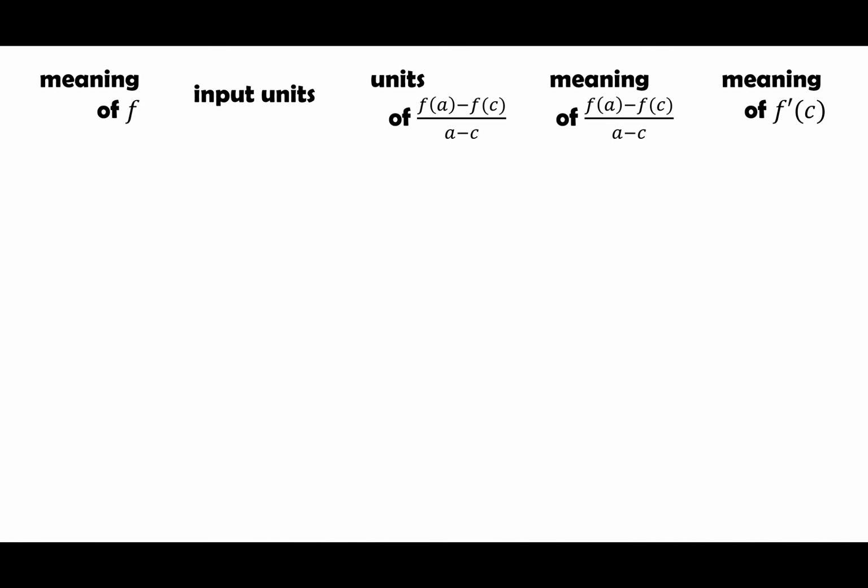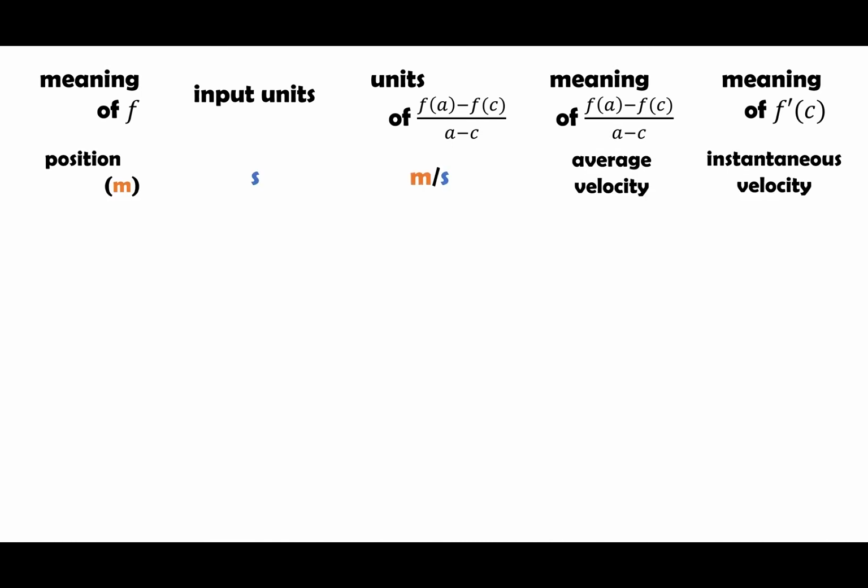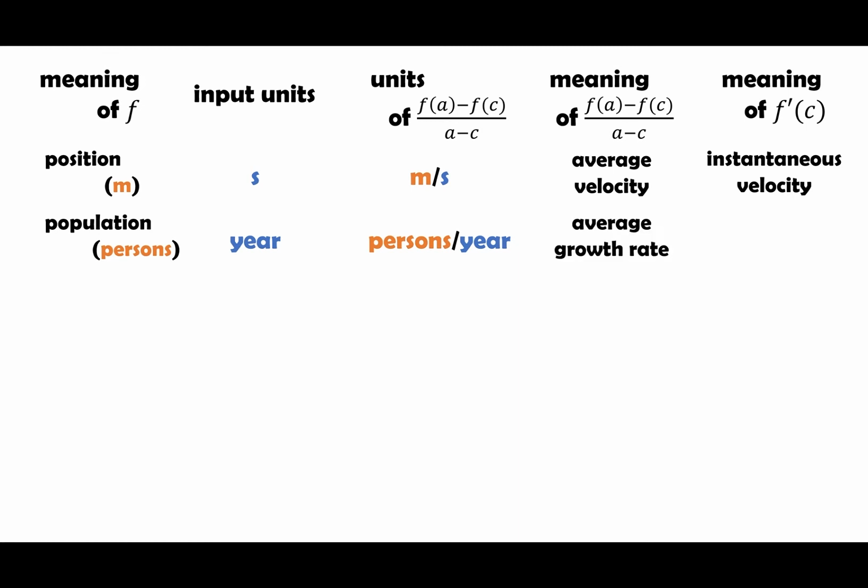All right, I want to go through several other examples, and it's not really essential to remember the details of each example. What I want you to see is what the process here is. So we did position as a function of time. The derivative of that is going to be instantaneous velocity. What if we measure the population as a function of time? Well, then the units of the quotient are going to be persons per year. What is that? That's an average growth rate, right? That's telling you how much the population is changing each year. What if we take the limit and get f prime out? Well, that's going to be the instantaneous growth rate.